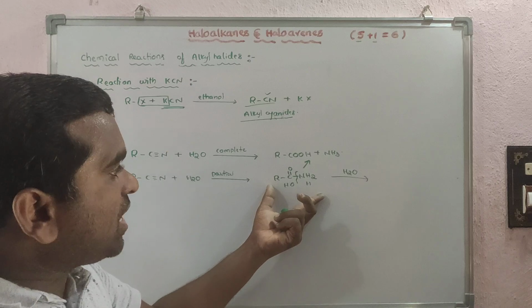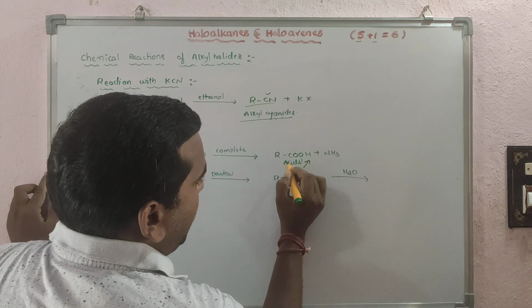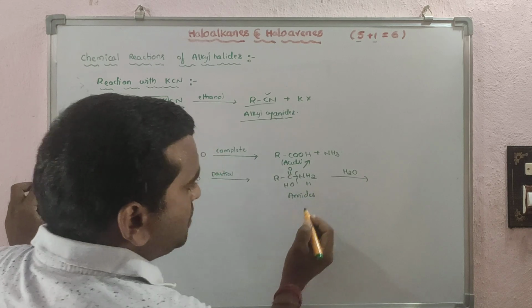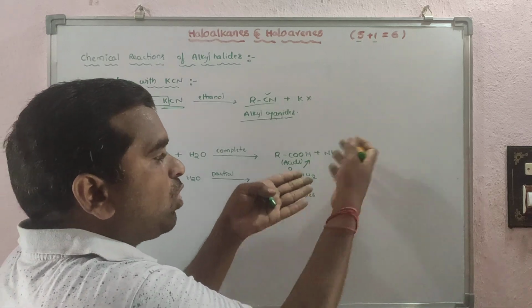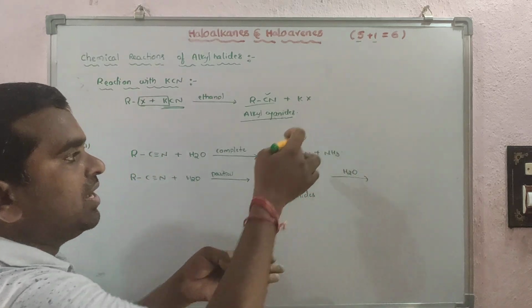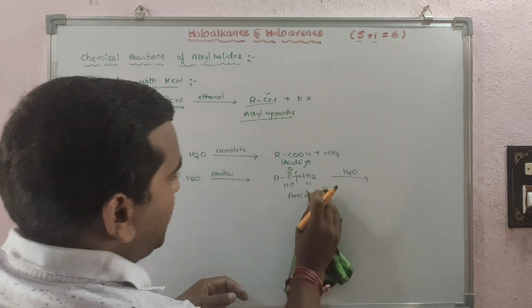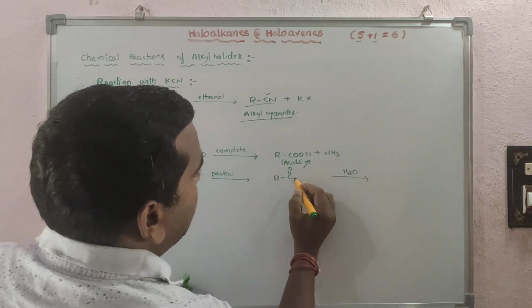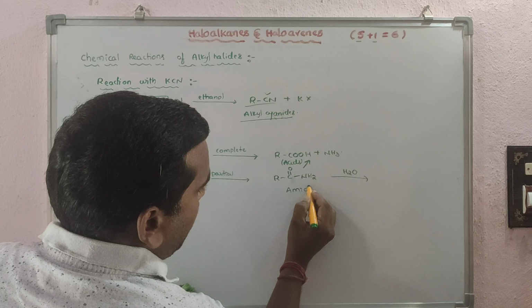Partial hydrolysis means amides. Further hydrolysis we call complete, and then you will get RCOOH plus NH3. These are acids, and these are amides. So partial hydrolysis gives amides. Clear? That is how to write the product here. This is NH2, and this we call an amide.